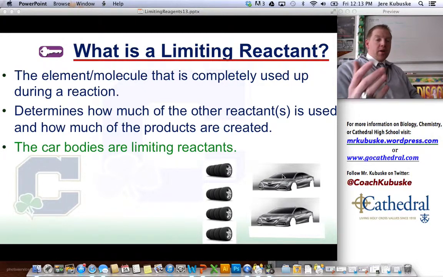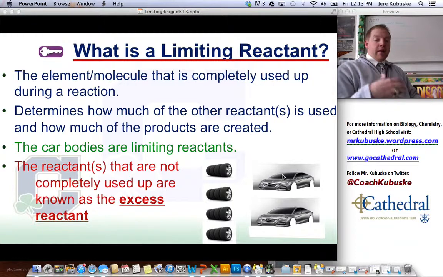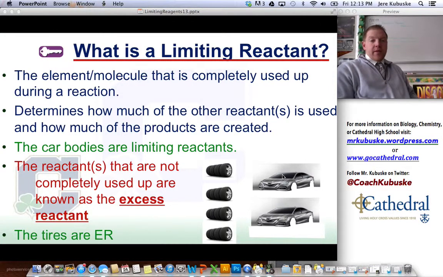Okay? So the car bodies were the limiting reactant. And then the other thing, the tires, since I have an excess of them left over, we call those the excess reactants. So they're going to be left over, okay? So the tires are the excess reactant.